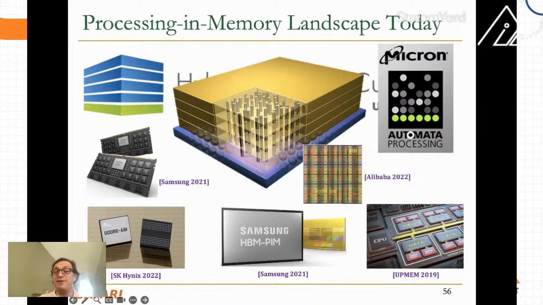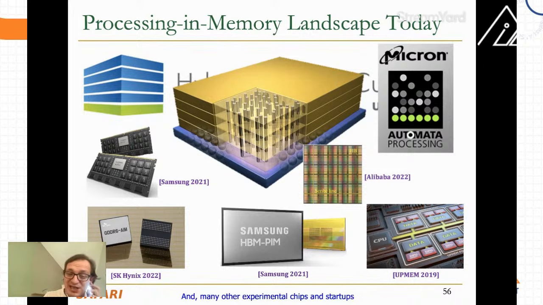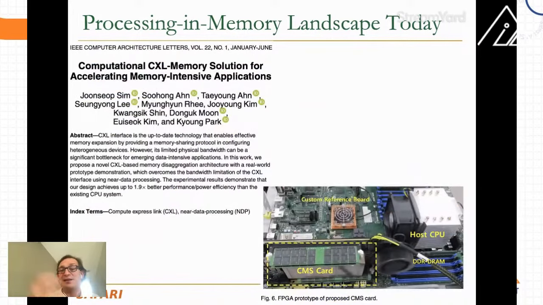So these are actually modifying the memory system so that you can do near memory processing, as we will discuss. And there are many other experimental chips and startups that are doing many, many other things, even more fancy things that we will briefly discuss. And there's more, actually. It doesn't fit in one slide. This is more recently published at the Computer Architecture Letters from SK Hynix.